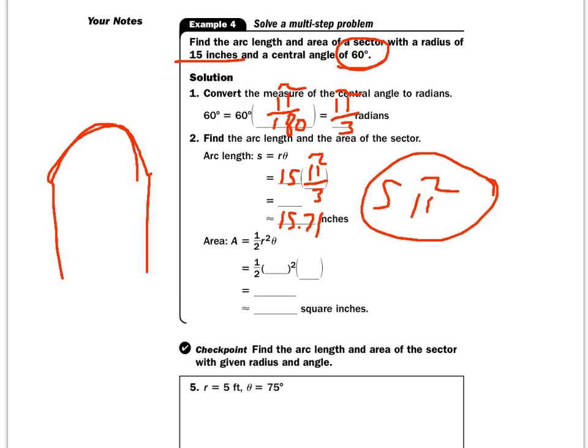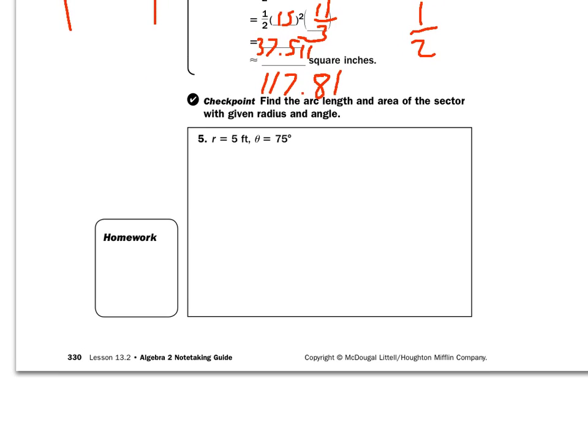And then if you look at the area, we have 1/2 times 15 times pi over 3. And that's going to give you 37.5 pi, or 117.81. Okay? You go ahead and try that one right there.